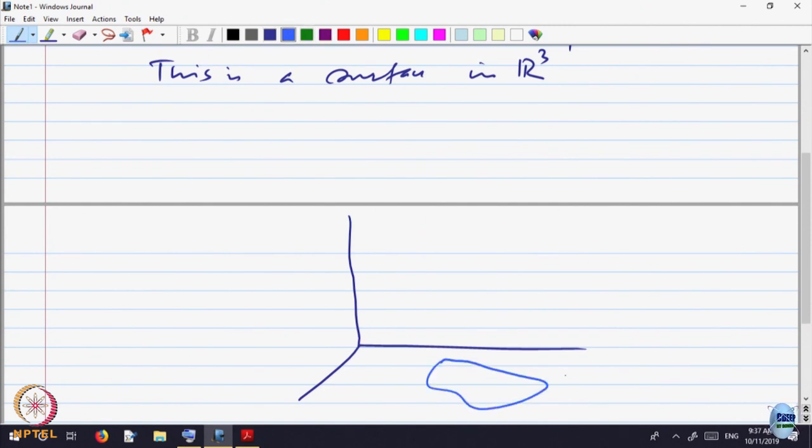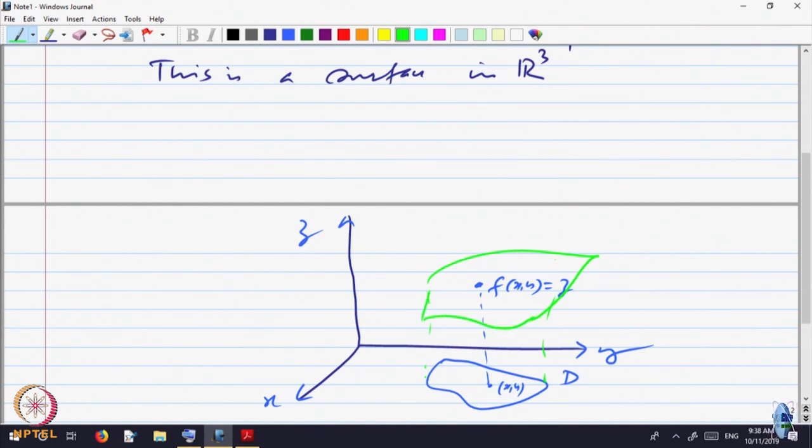So, here is the domain. So, this is x, this is y, and this is z. So, this is the domain of the function, and in every point here x, y, the function value is some height. So, this is f of x, y, that is equal to z. So, for every point, we look at the height, that is the value of the function. So, that gives us a kind of surface. Right. So, this is the graph of the function f, the surface.